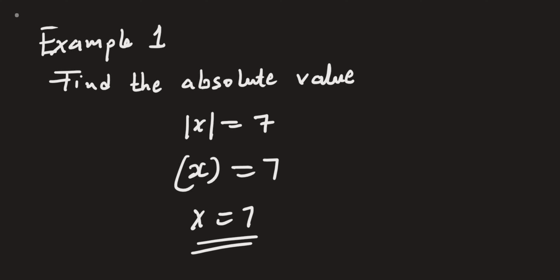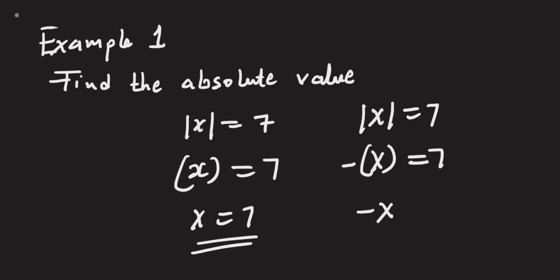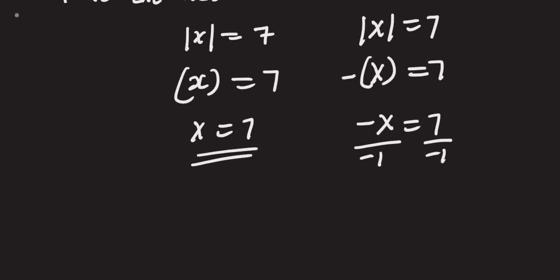On the second occasion, you have the absolute value equals 7 and place it in a parenthesis and just place a negative sign here and equate that to 7. So if you distribute the negative sign into the content of the parenthesis, then you have negative x equals 7. And if you divide both sides by negative 1, then x will be equal to negative 7.